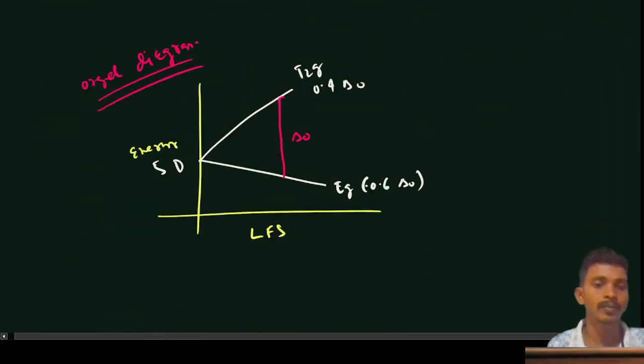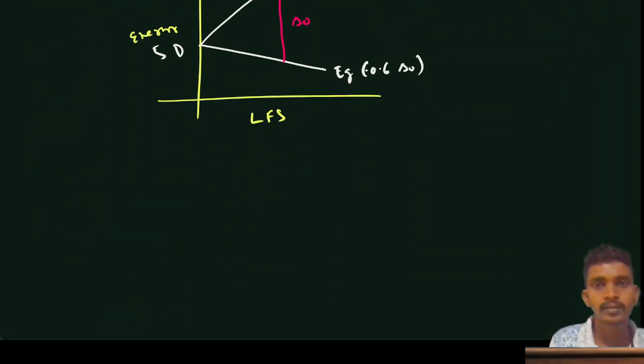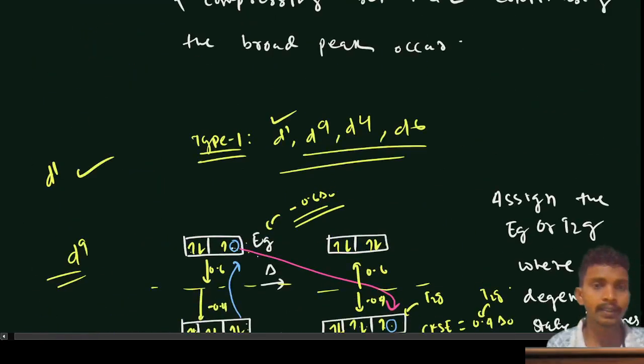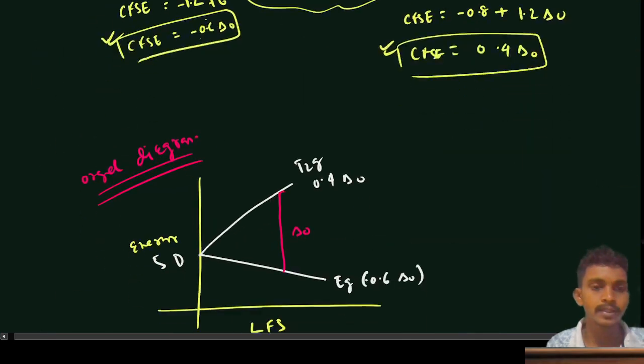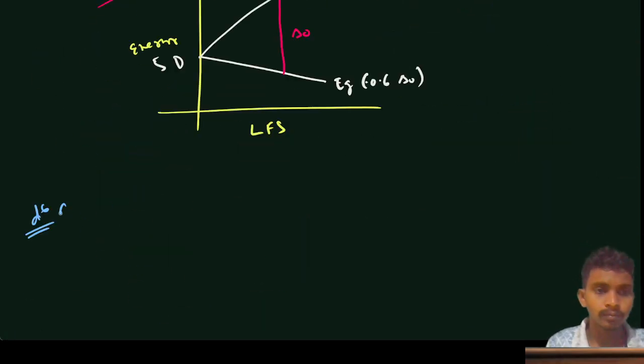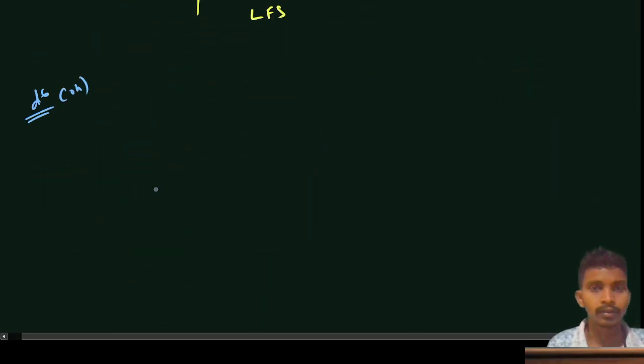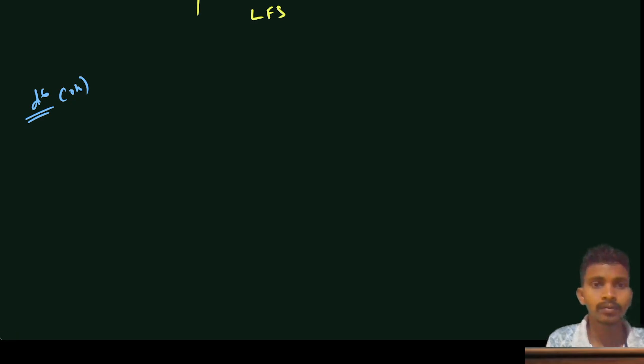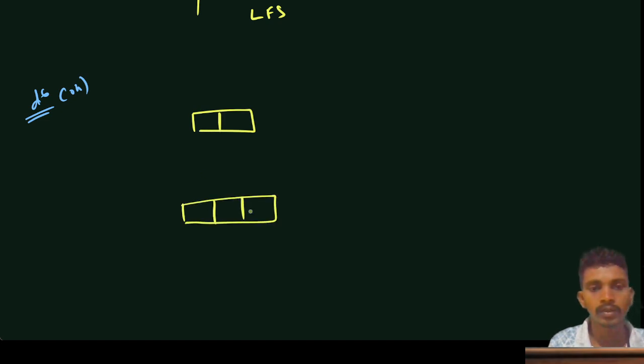Similarly, we can go for d6, because d6 also lies in these types. So d6, I'm talking about octahedral only. So here also we can do that. I will put 1, 2, 3, 4, 5, and 6.